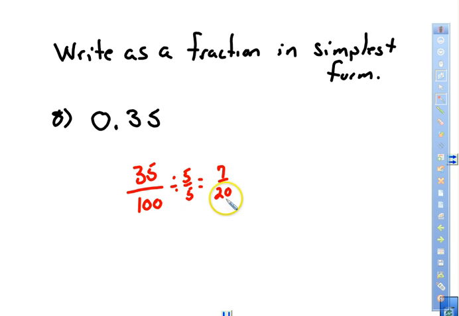And then recheck this again. 7 is prime, so if 7 doesn't go into 20 equally, it is in simplest form. So that's your answer to that. Again, make sure you're writing this, saying it as it is. That's 35, and then the place value hundredths, so it's over 100. 35 hundredths, 35 100ths. It says it exactly the same way.